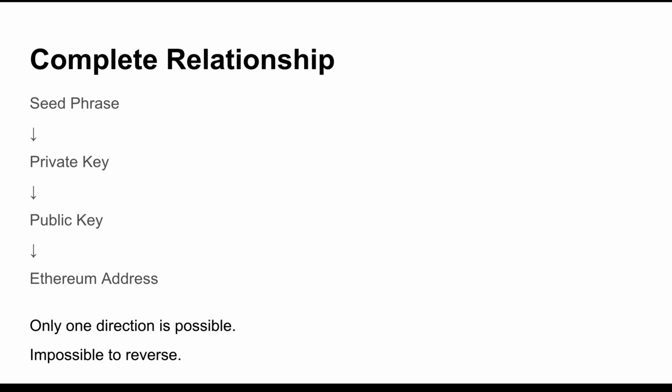Now the complete relationship is: you have your seed phrase. Your seed phrase creates your private key, which is what we regard as your wallet, not MetaMask, not Binance. It's your private key. Your private key is used to get your public key, and your public key is used to get your Ethereum address. This is just one direction. Only one direction is possible. You can't reverse it the other way. You cannot, for example, take your public key and use it to get the private key. That cannot happen. That's why it's just one directional, right?